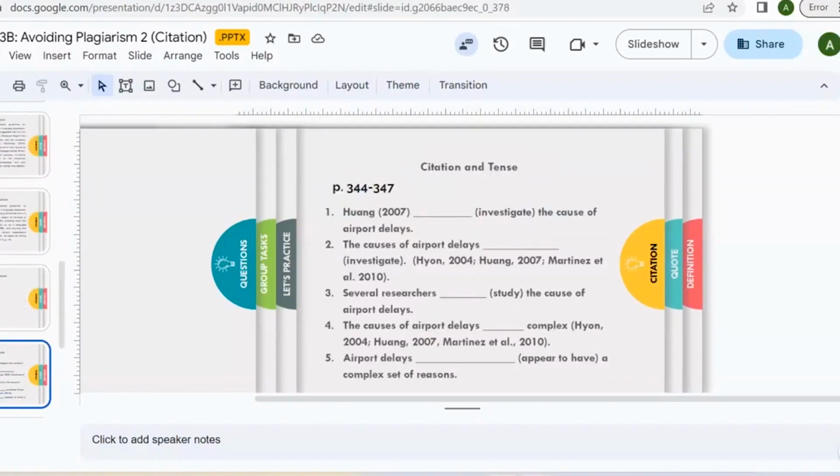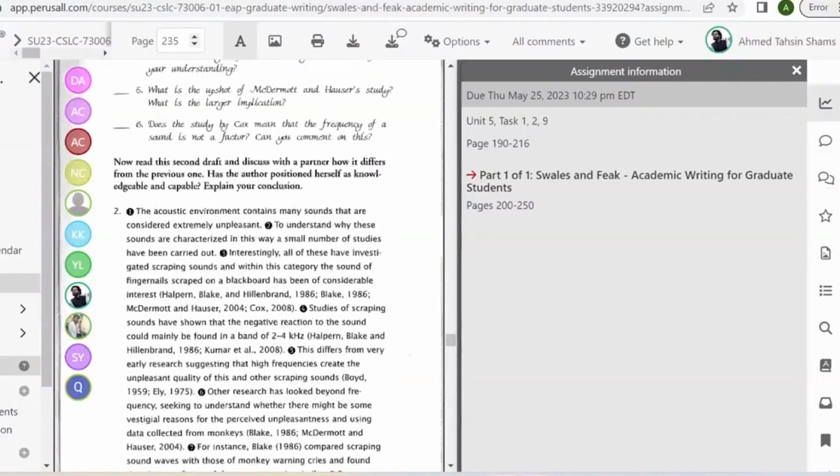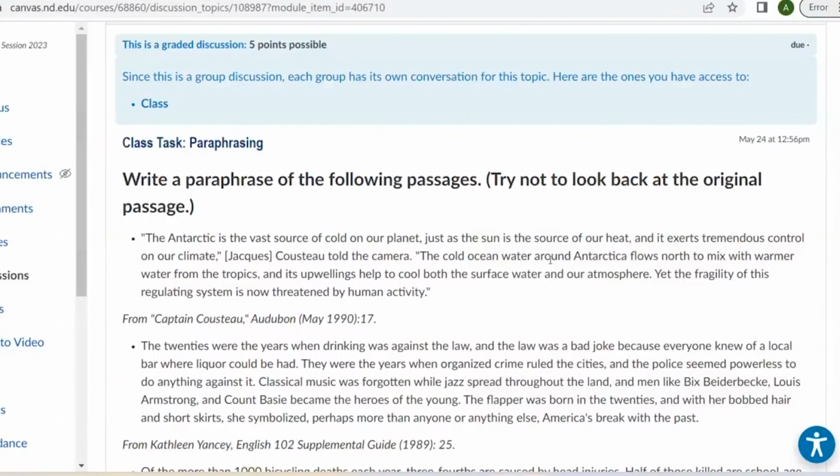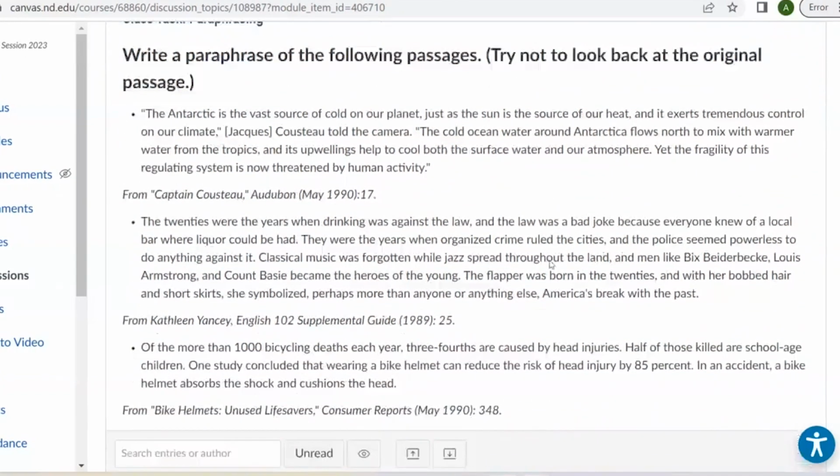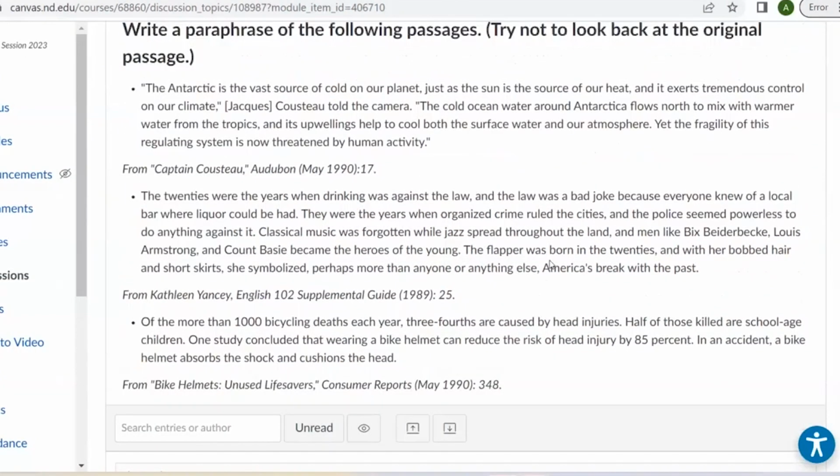Now, we have a paraphrasing task in Canvas that you'll submit, not right now, before tomorrow's class. What we have here, one, two, three. So we have only three texts, which is a little different than summary. I hope you all know. Summary, you already did. This is paraphrasing, means you have to change everything.